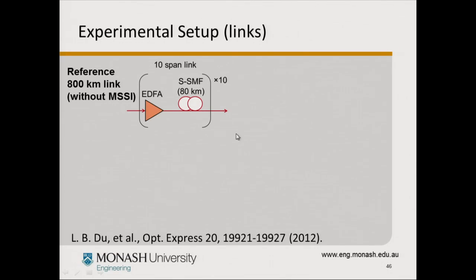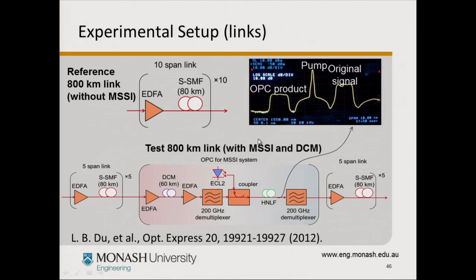So in this particular experiment, we went through a 10-span link of 80 kilometers each, without any dispersion compensation, as the reference link. And then we went through a case with an optical phase conjugator. So we went through 5 spans, then the optical phase conjugator using highly nonlinear fibers, and then the second half of the link.